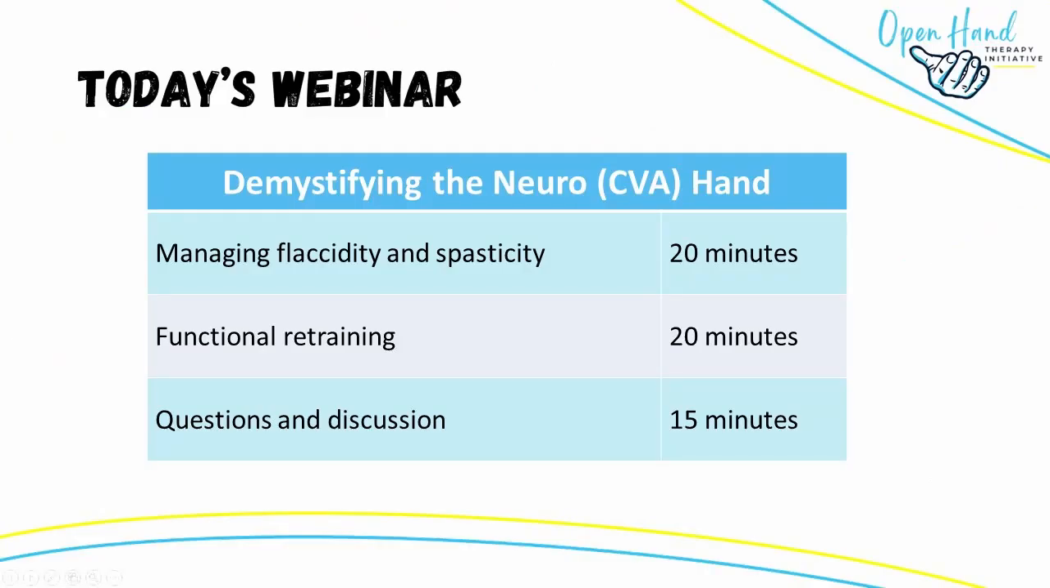Our goal at the Open Hand Therapy Initiative is to help you to become more confident in treating hand injuries in challenging settings. This evening, we're going to be focusing on demystifying the Neuro hand, and we've got two exciting presentations lined up for you. The first one, which will be for 20 minutes, is on managing flaccidity and spasticity, and the second presentation will be focusing on functional retraining. These presentations will be followed by a time of question and answer, so if you have any questions, please put them in the chat in the meantime.